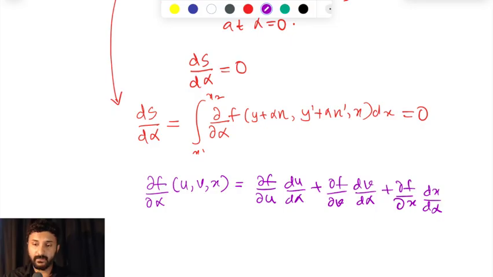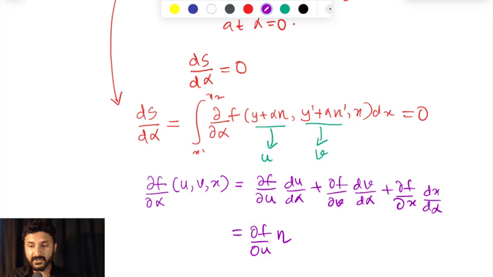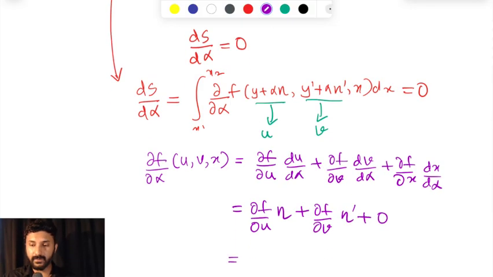And so what is u here? In our case, if you observe carefully, u is nothing but y plus alpha times eta, and v is its derivative, and x is x. So what would these partial derivatives be? What is du by d alpha? It's going to be eta. And what is dou v by dou alpha? It's going to be eta dash. Whereas the last term is going to be 0 because x is independent of alpha, right? x does not depend on alpha.